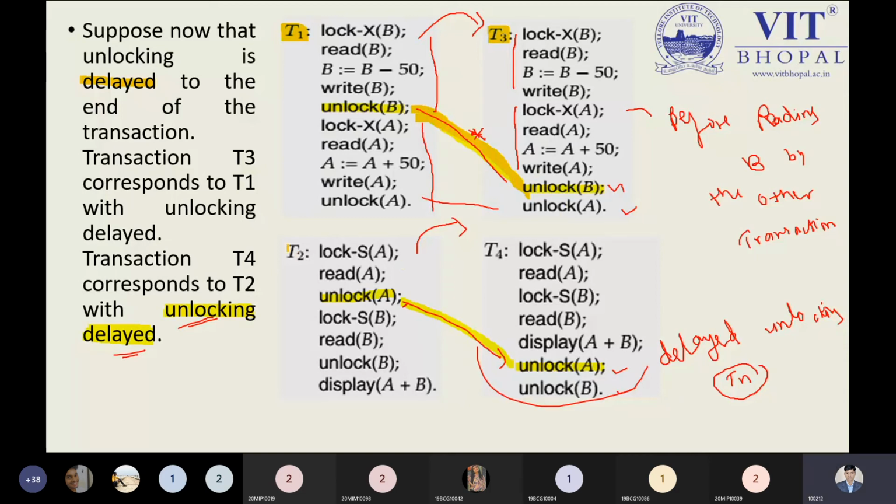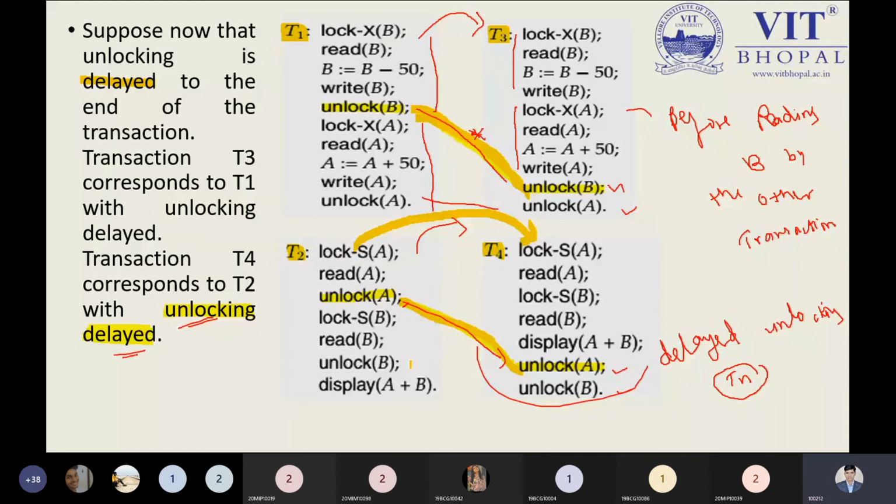Now let us understand this with transaction T2. I'm transforming transaction T2 into the T4 transaction, but you can observe that I'm unlocking A after performing all the operations. This is done by delayed unlocking. So this can be resolved by the unlocking delay concept. Okay, so now this is clear to all of you.